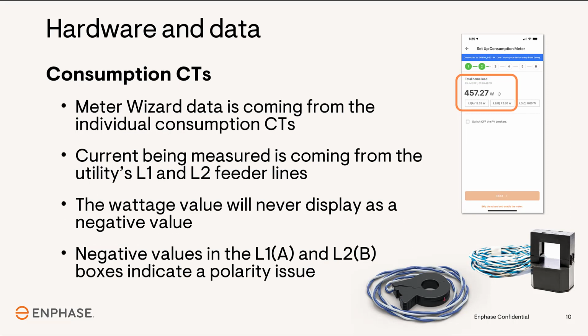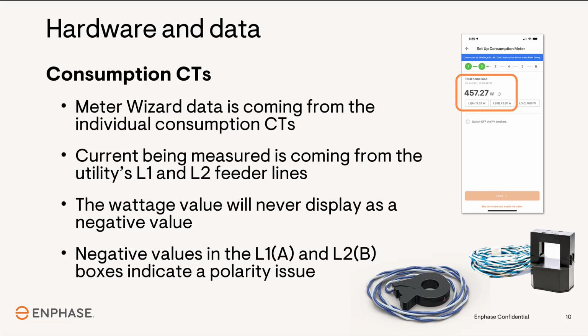With the consumption CTs, the data being displayed is coming from the individual measurements being made for each of the consumption CTs. Like the production CT, the gateway is measuring the current flowing through the middle of each of the consumption CTs and displaying that data in the L1 and L2 boxes. The total home load is a value that's derived from adding the L1 and L2 values together. These values will never be a negative number if installed and wired correctly.